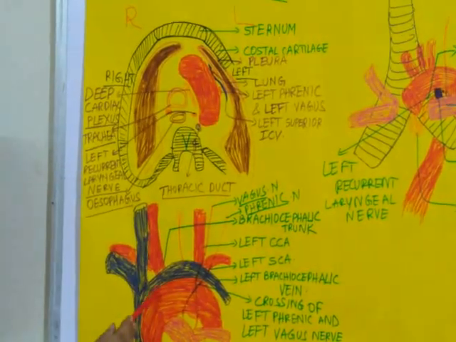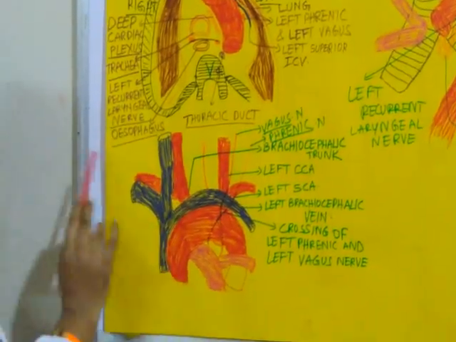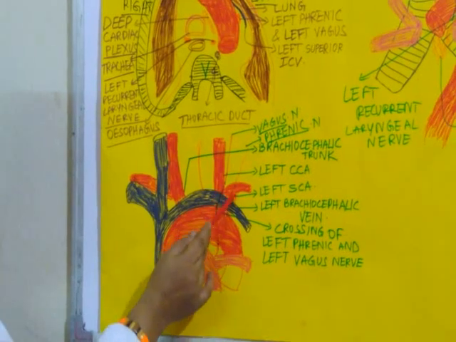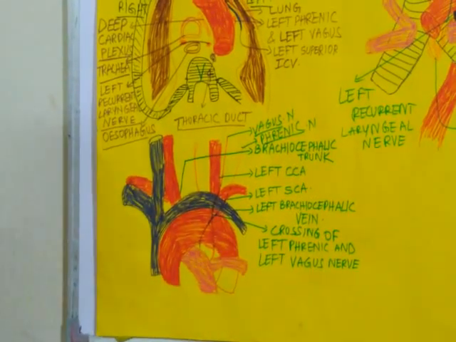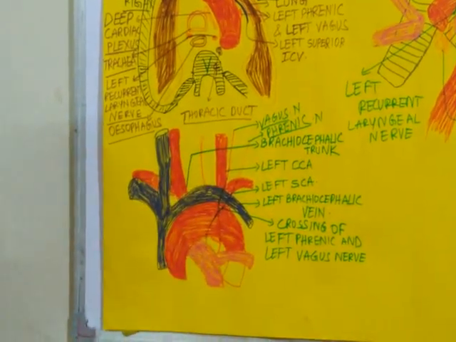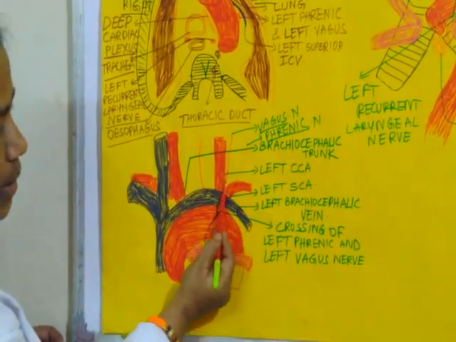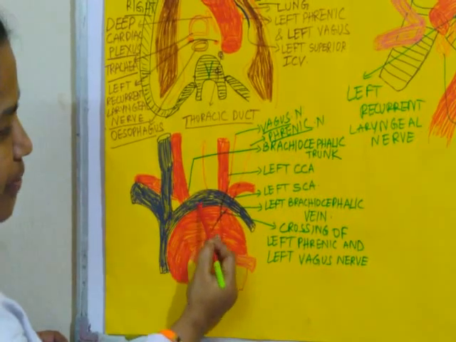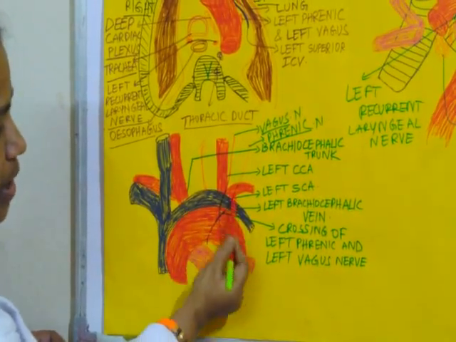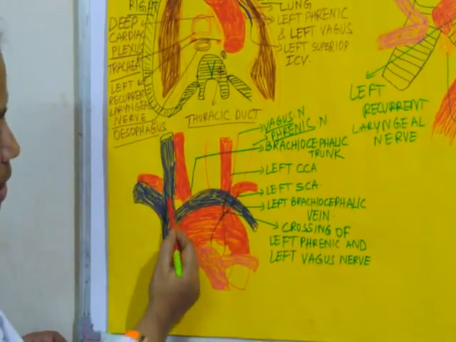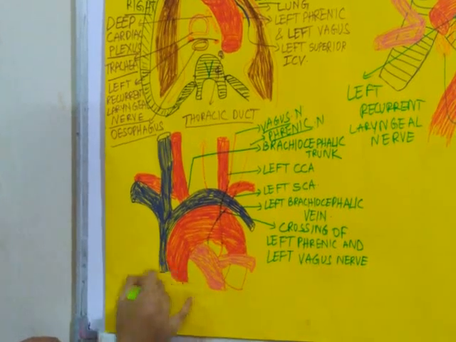So superiorly means we know the branches. Brachiocephalic trunk is one branch, left common carotid and left subclavian artery. These 3. Along with these three, two more structures. That is, one is the left brachiocephalic vein. So this is the left brachiocephalic vein which joins with right brachiocephalic vein to form the superior vena cava.